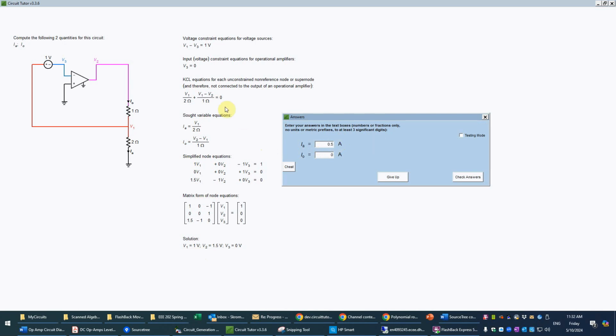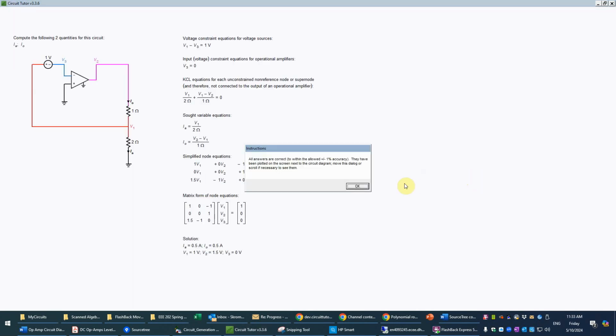And you might remember, as I already said, that these two have to be the same. So we already know this has to be 0.5 amp. But if you didn't remember that, you could have also just taken V2 minus V1 divided by 1. So that's 1.5 minus 1 is also 0.5 volt divided by 1 ohm is 0.5 amp. So we'll check that. And that is correct.